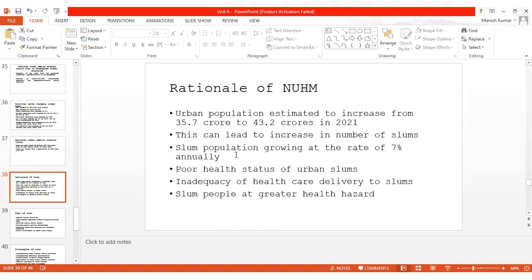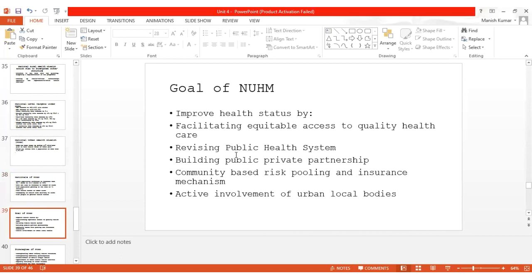And because there were multiple slums, this increase in population will increase urban slums, and these slums were growing at the rate of 7% annually. These slums are really unhygienic, where they don't have a sanitation solution, they don't have potable drinking water facilities, and they don't have a healthcare delivery system also. So these slum people are at a higher health hazard. They are prone to get diseases very fast.